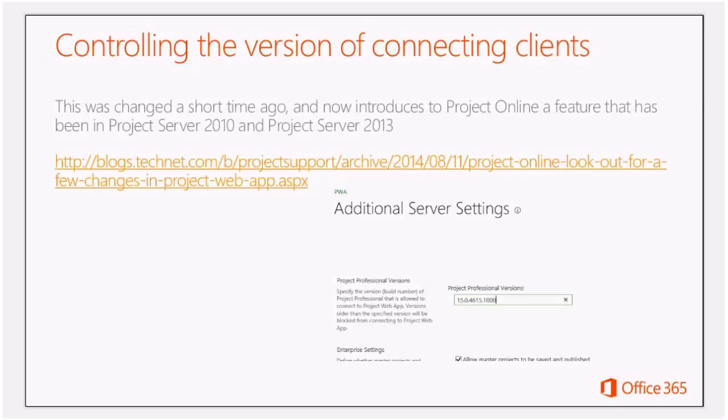And a reason for putting that particular version in could be something like we fixed something in the August CU on Project Professional, and that's the version number, and that will make sure that nobody with an older client can connect to Project Online and reintroduce that specific issue. So it's a great way of really protecting yourself from things that we know we fixed, and just making sure they don't come back again.